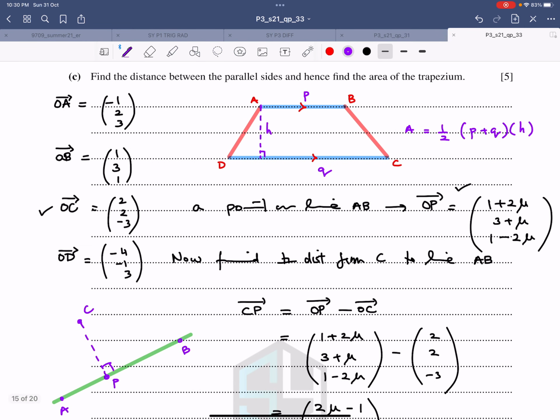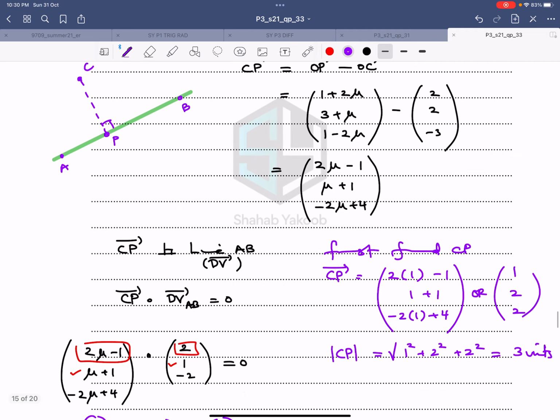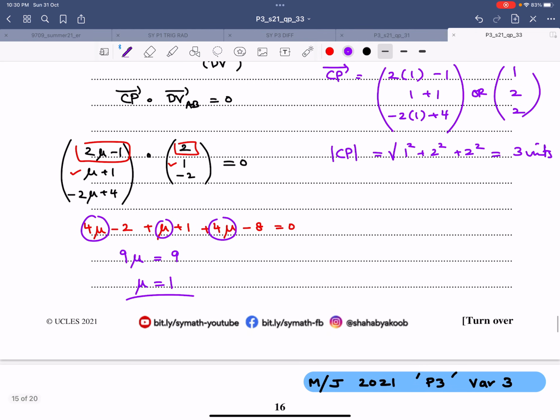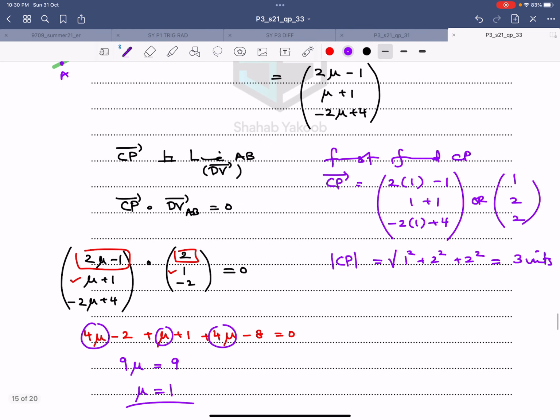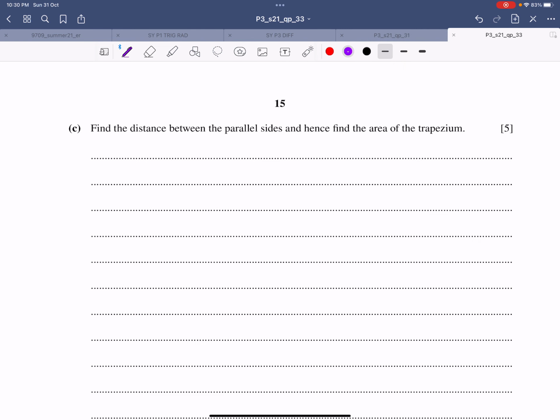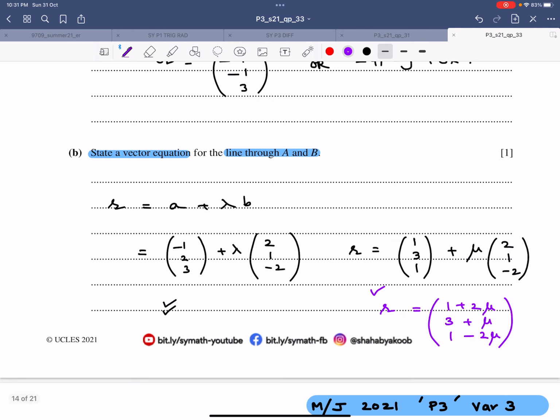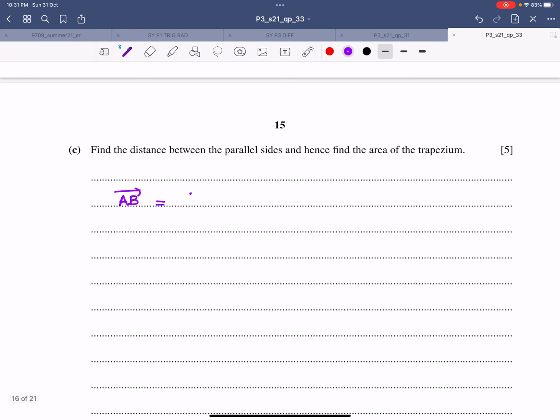What else do I need? I need to find the magnitude of AB, and I need to find the magnitude of DC. I'm running short of space, so I might have to add a page more. So let me just add a page over here. It's the same copy paste. So AB is how much? AB is (2, 1, minus 2), and the magnitude of AB looks like 3 again.